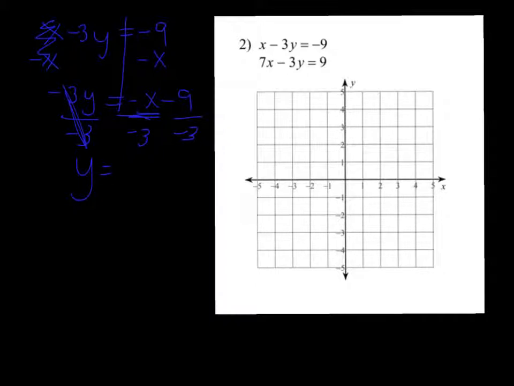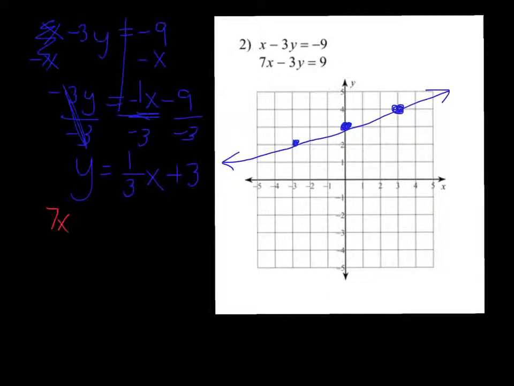So I have y equals, I have -1 divided by -3, which is positive 1/3 x. -9 divided by -3, which is positive 3. And now that I have y by itself and it's simplified, I can graph this line. So I'm going to do that. So the y-intercept is 3, and the slope is positive 1/3. So I'm going to go up 1 over 3, and down 1, left 3, and connect my points, and there's my first line.